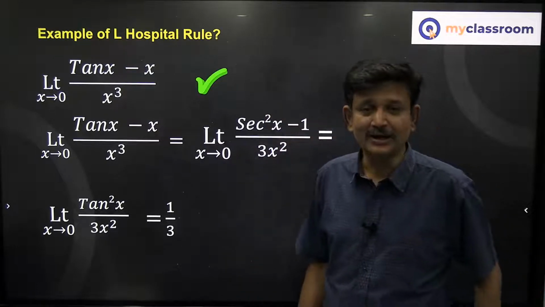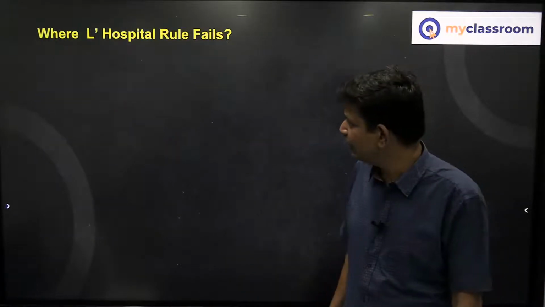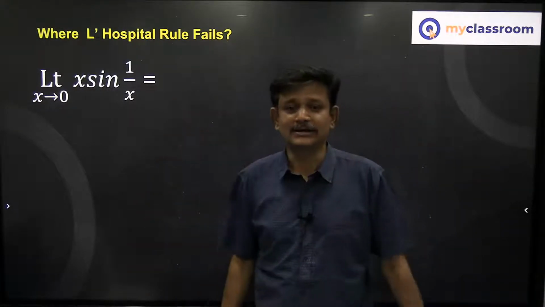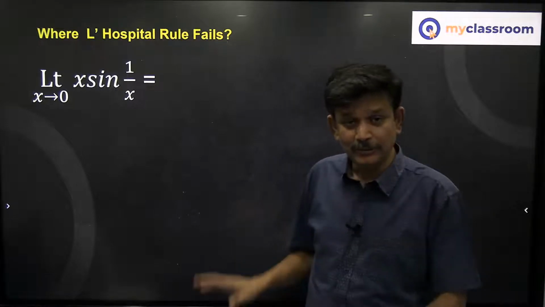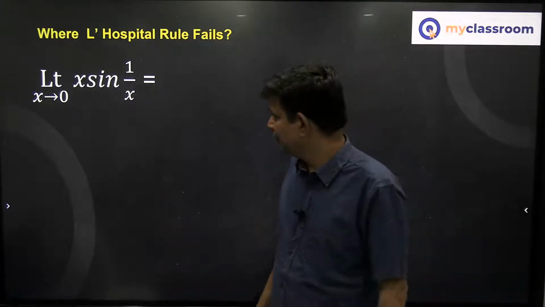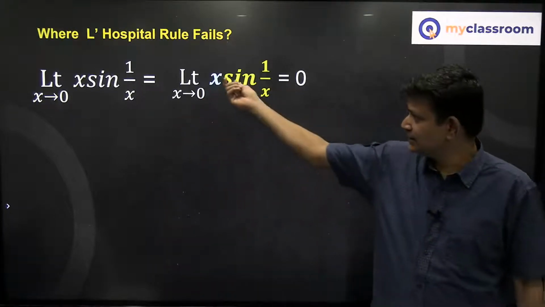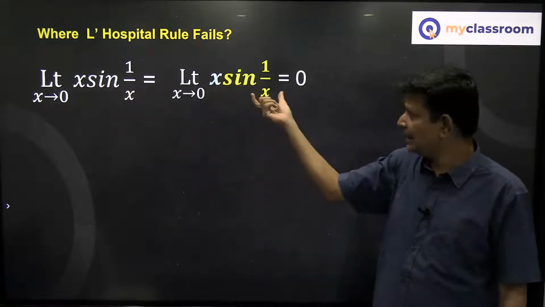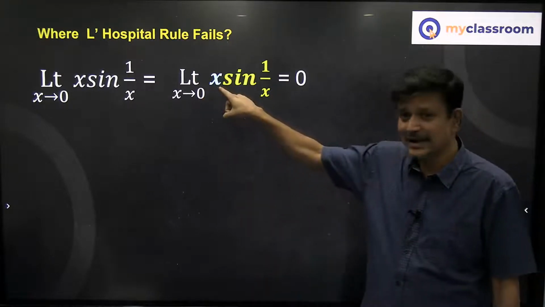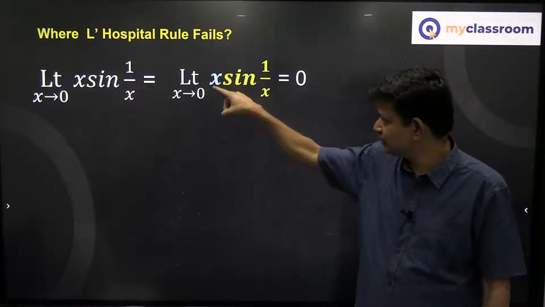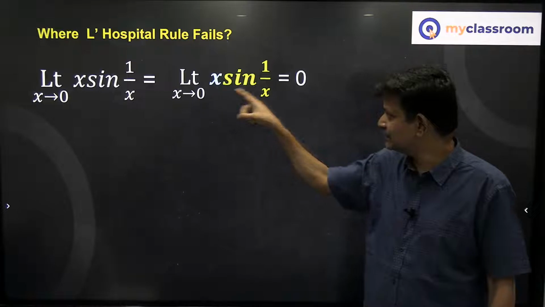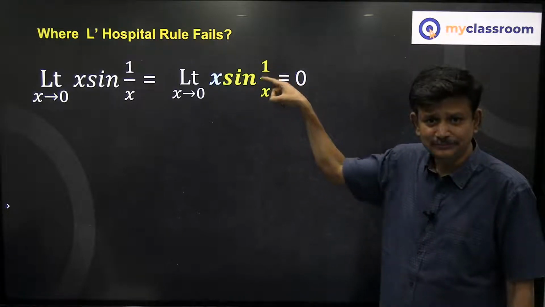Now let us see where L'Hospital rule fails. I'll take a small example. Limit x tends to 0, x sine 1 by x. Before applying L'Hospital rule here, let me evaluate this directly. X sine 1 by x has two parts in it, x and sine 1 by x. As x tends to 0, this x is a number approaching 0, so a number close to 0. And sine 1 by x, as x tends to 0, is of an infinitely large number.